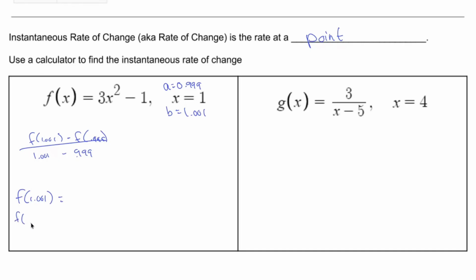f of 0.999. We're going to find out what that is using a calculator. So essentially we take that, we plug it in. 3 times 1.001 squared minus 1. And we're going to do 3 times 0.999 squared minus 1. Okay, so we're going to use a calculator for this.